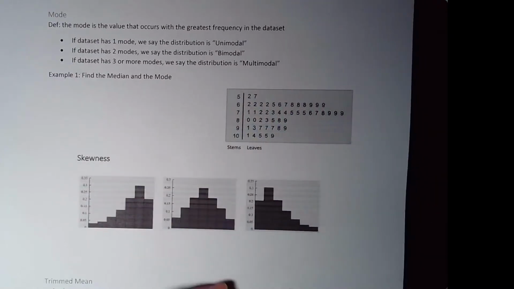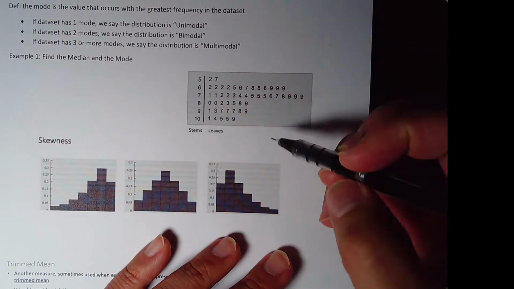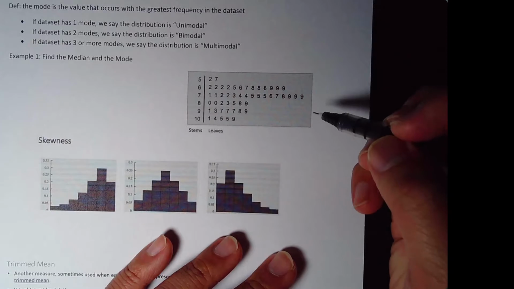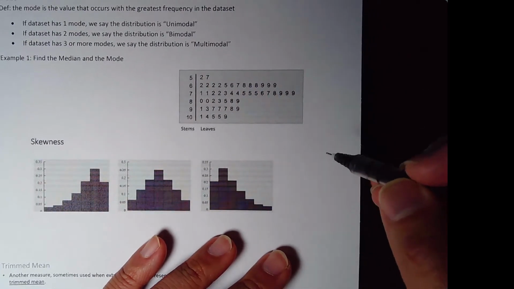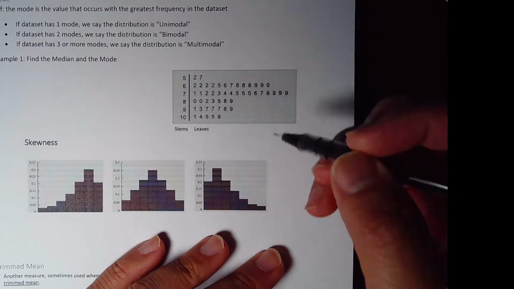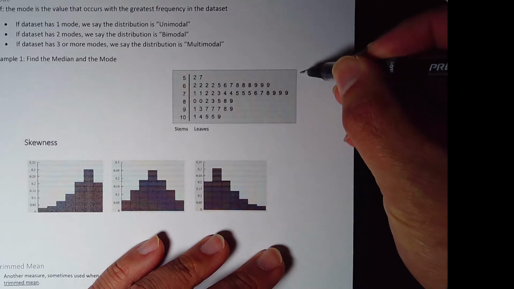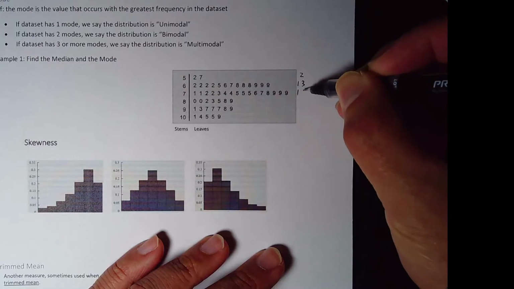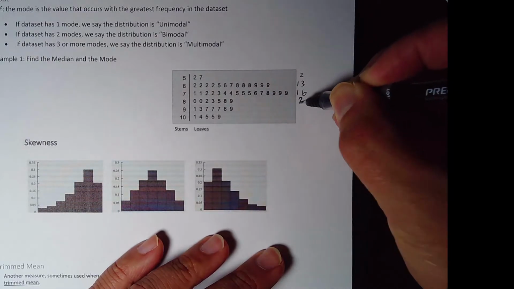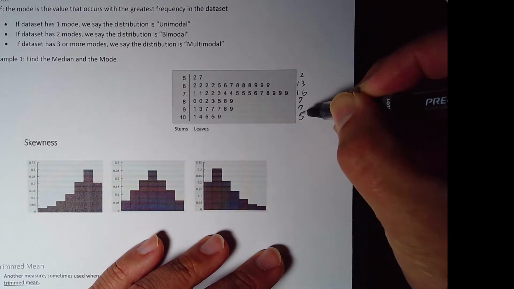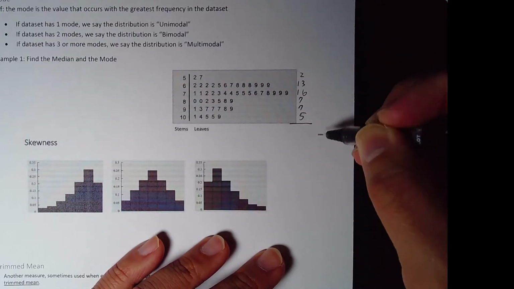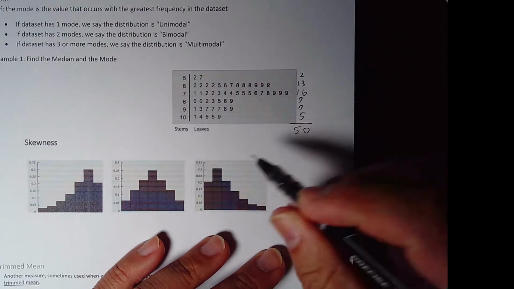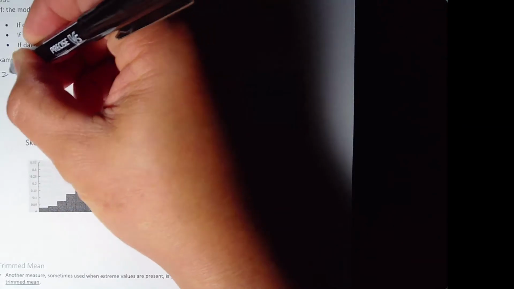Now, the first step you want to do with a data set like this is to count how many observations there are. One good way to count this is to count how many are in each row. Add it all up, you get 50. So I know that n equals 50.